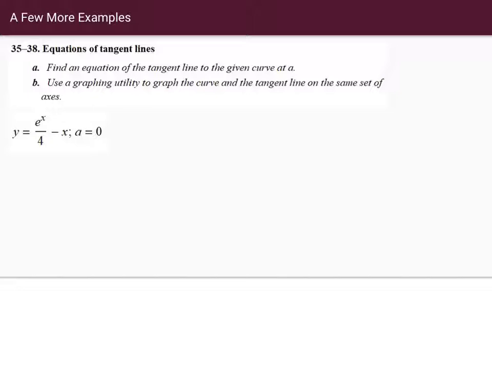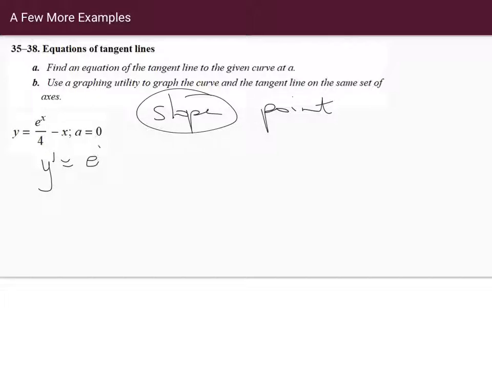In order to answer this question, we need to know two things. We need to know a slope and we need to know a point. And if we know a slope and a point, we can write the equation of the line. So let's start out with the slope. I need a formula to calculate it, so I'm going to find the derivative of my function. I know e to the x is its own derivative, so e to the x over 4 is still e to the x over 4, and minus x becomes minus 1. That's a formula for finding the slope.